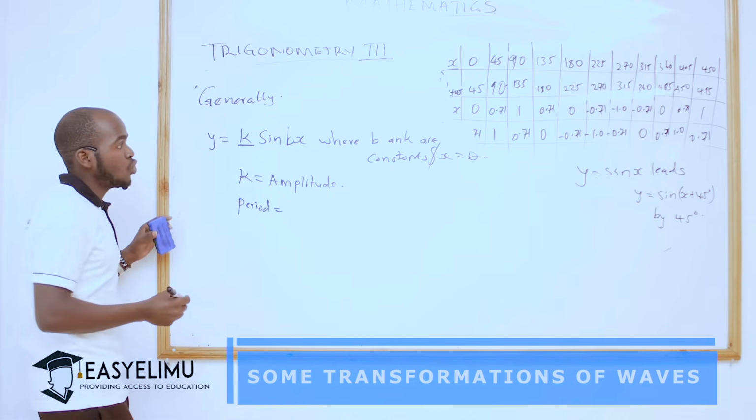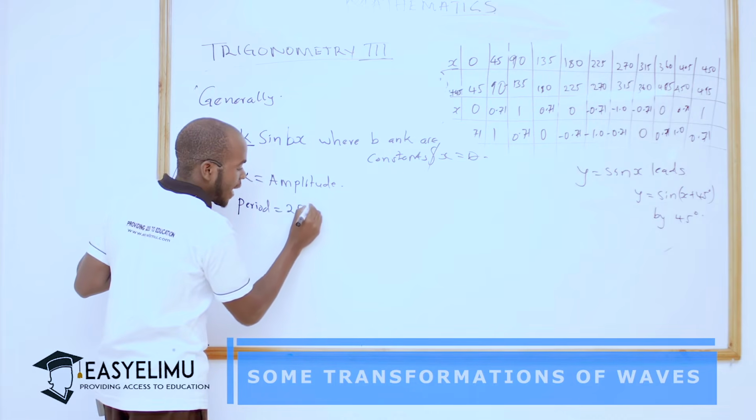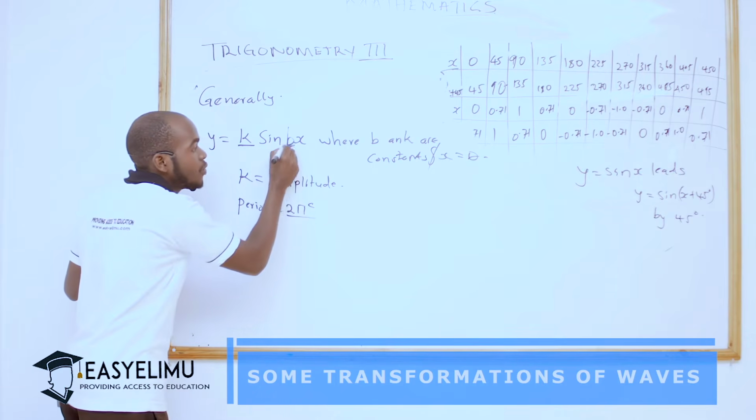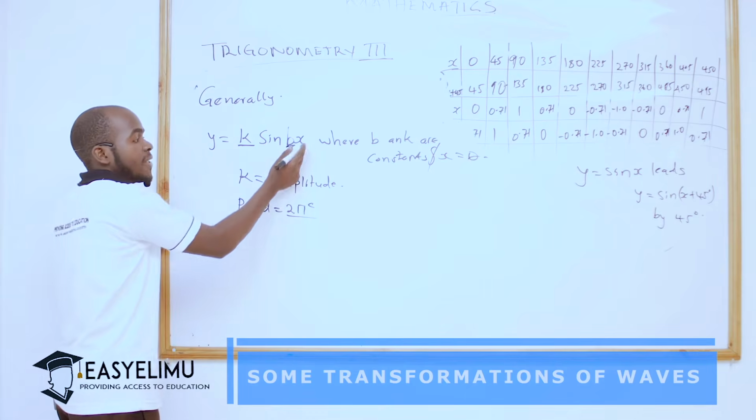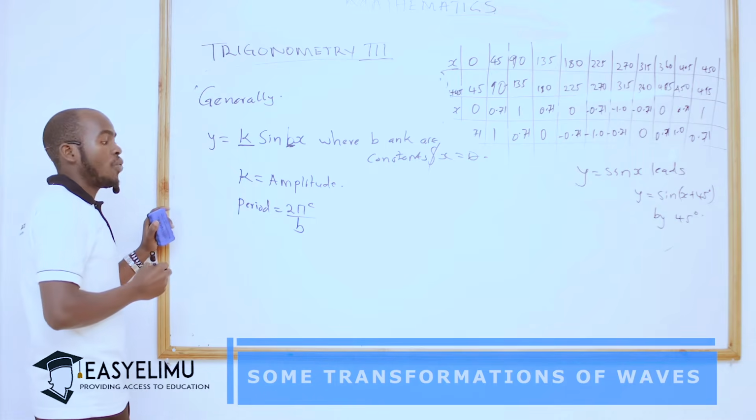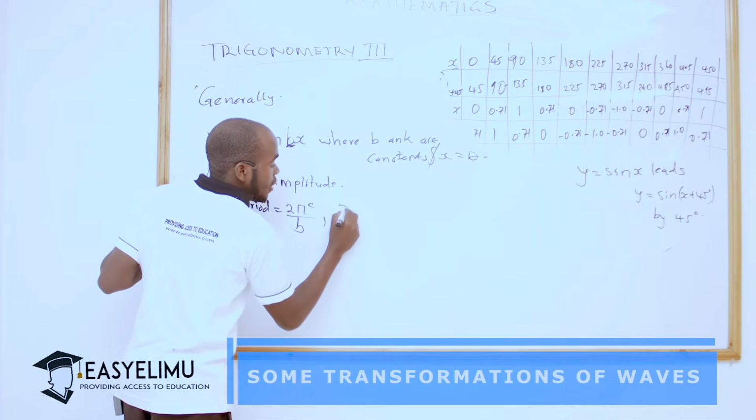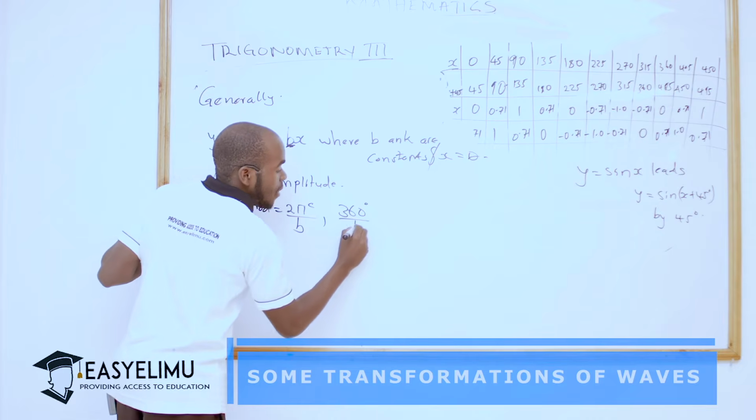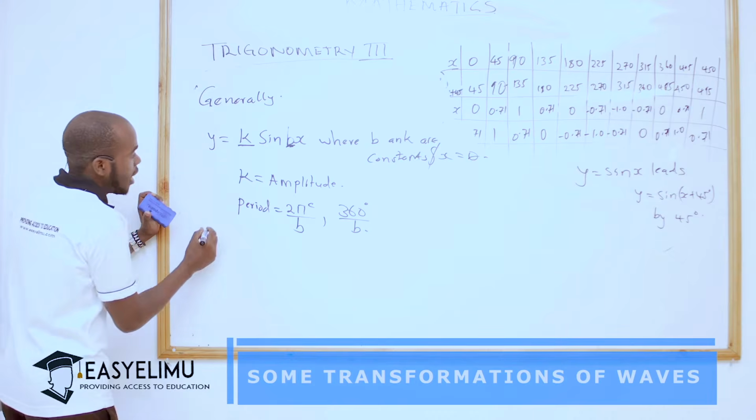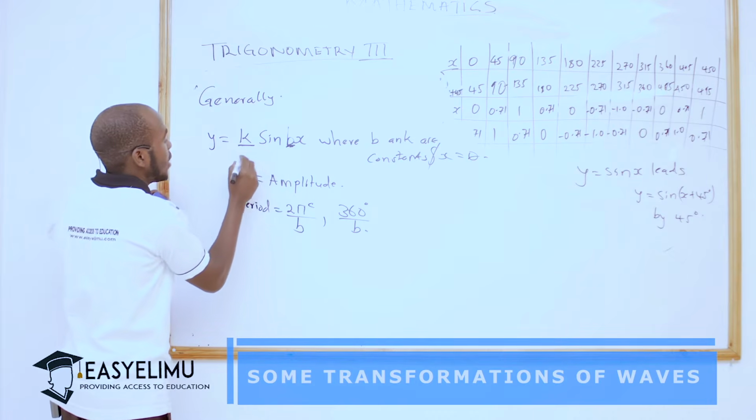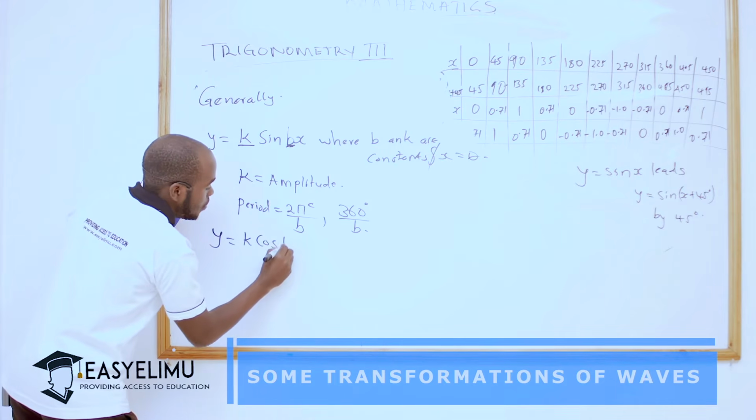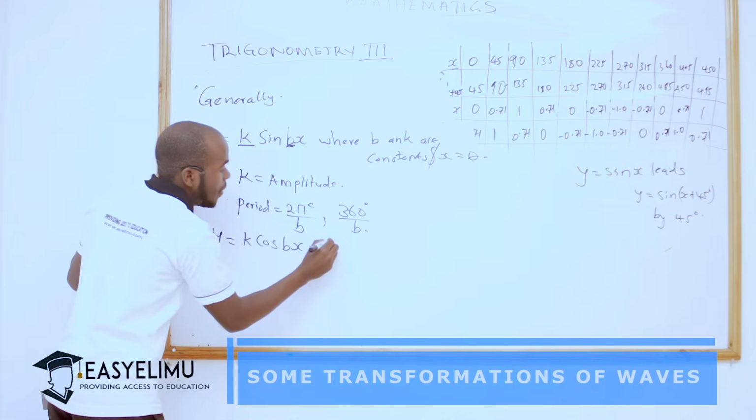will be equal to taking either 2 pi radians over the coefficient of x, the angle you have x. The coefficient of that x will give you the period, or it can be given in degrees divided by that b. That is our period. And at the same time, this can be the same as corresponding to y equals k cos bx, the same applies.